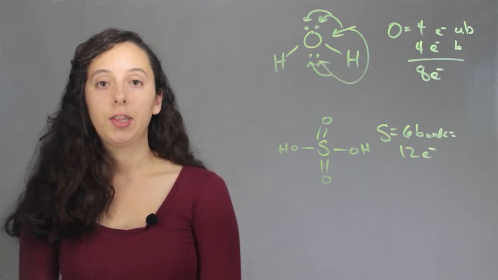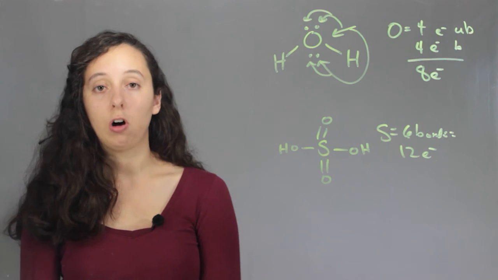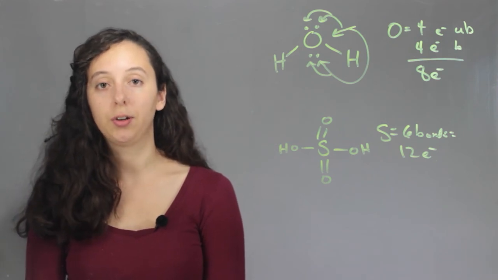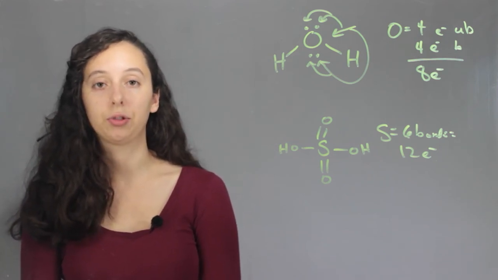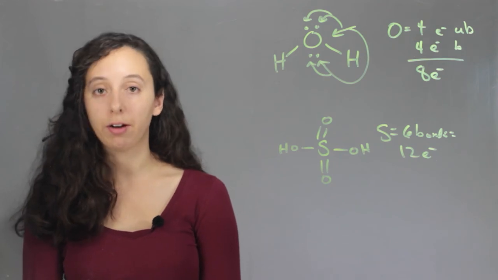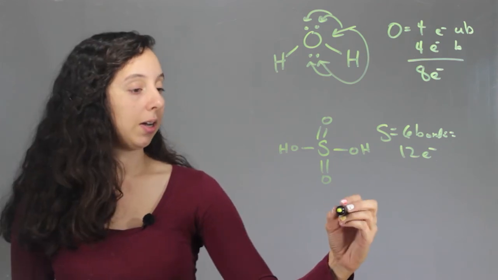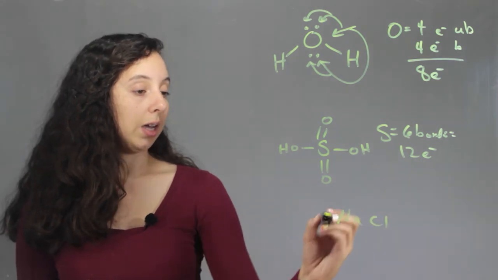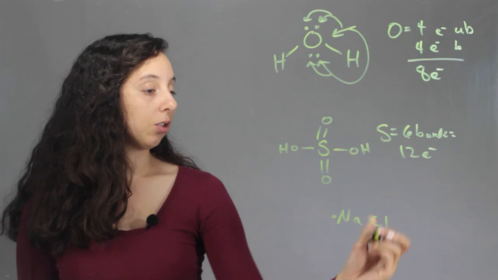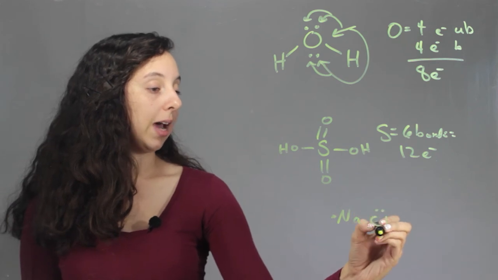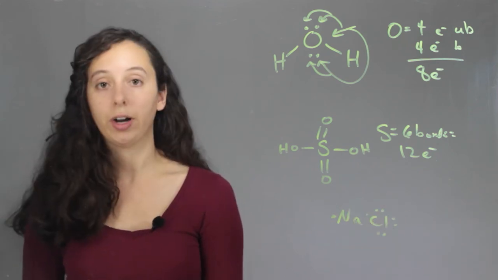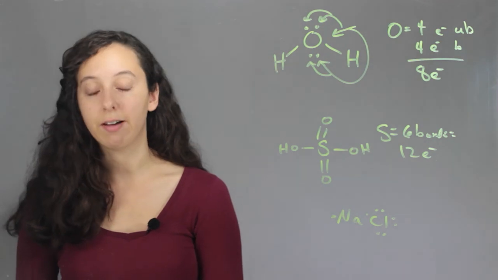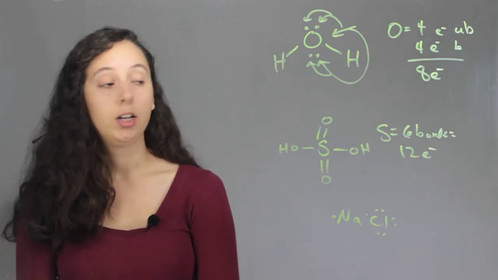And so this is kind of how the Octet Rule always works. It's a pretty good way to learn how chemistry works. It predicts a lot of things correctly. Another one is like salt, right? Sodium chloride. Sodium naturally has 1 electron, chlorine naturally has 7. So they make a great bond because they each get to have 8 on their valence shell.